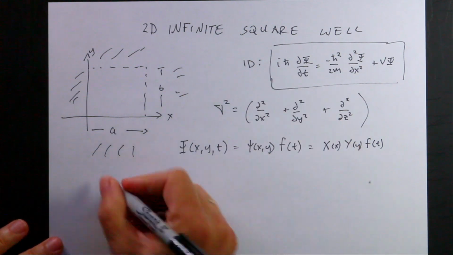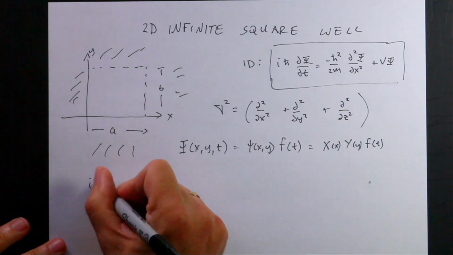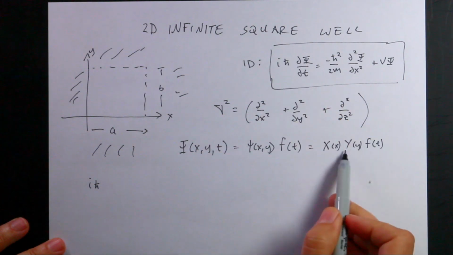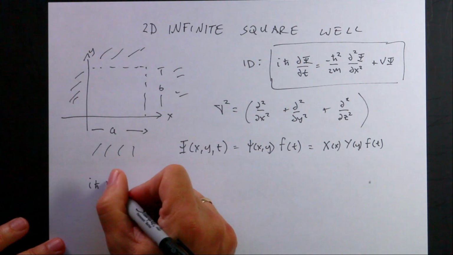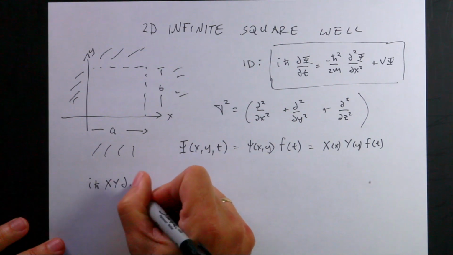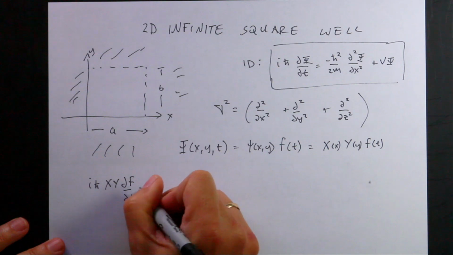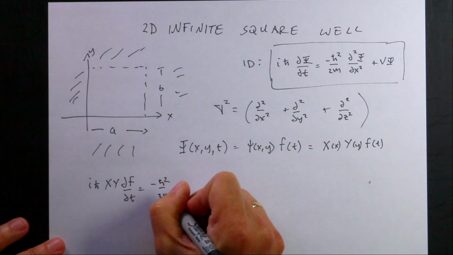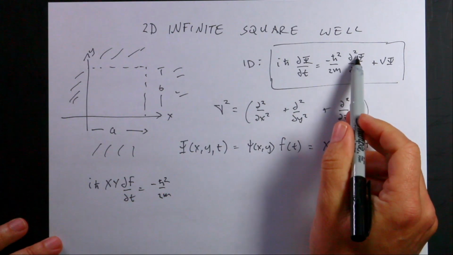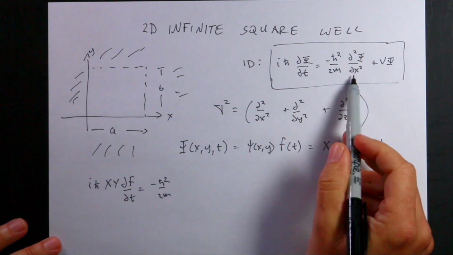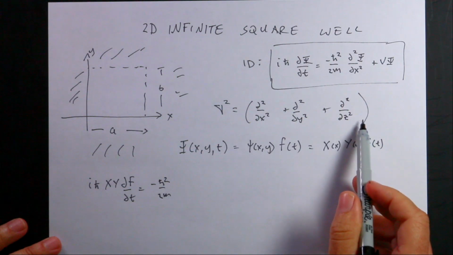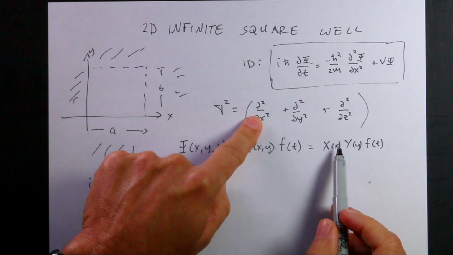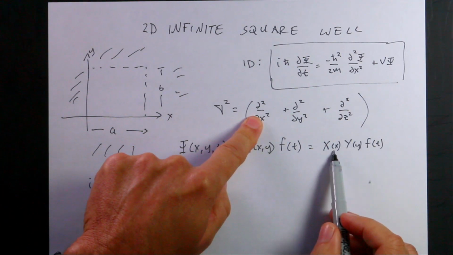If I put this all together, I get the following. I h bar, now I'm going to take the partial of this with respect to t. Well, these don't have a t in there. So I get X, Y, partial of f with respect to t equals, now I have negative h bar squared over 2m. And I have the second partial with respect to, actually I'm going to get this whole thing operating on this. So this term operating on the second partial with respect to x, the only term in there is going to be this.